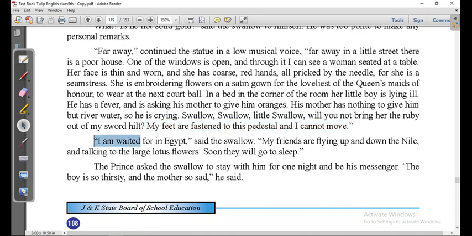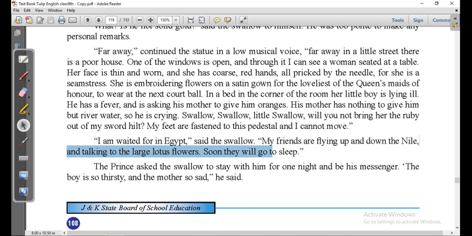I am waited for in Egypt, said the swallow. Now the swallow replied to the happy prince, to the statue, that my friends are anxiously waiting for me. If I do your work, my friends will miss me, and I am missing my friends. My friends are flying up and down the river Nile.